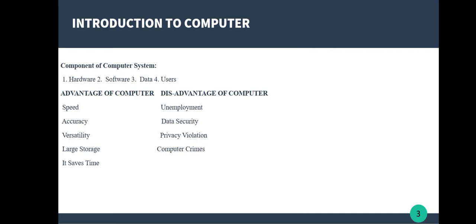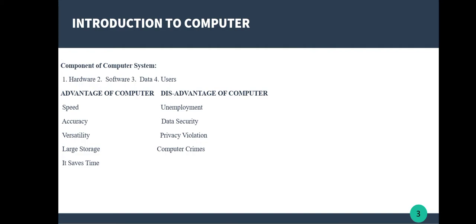Disadvantages of computer. The first disadvantage of a computer is the unemployment problem. Different tasks can be performed automatically by using a computer. It reduces the need for people and increases the unemployment rate in society. Data security: the data stored in the computer can be accessed by unauthorized persons through networks. It has created a serious problem for data security.